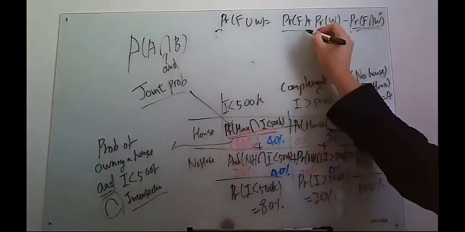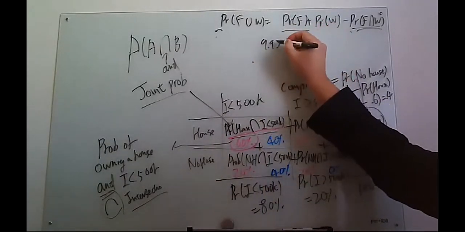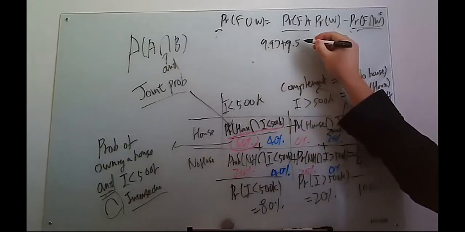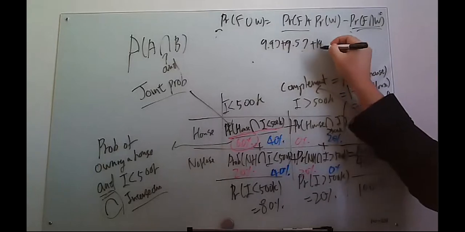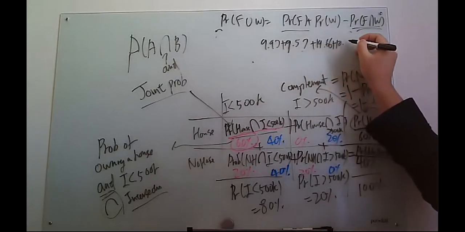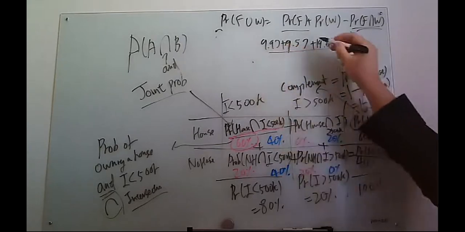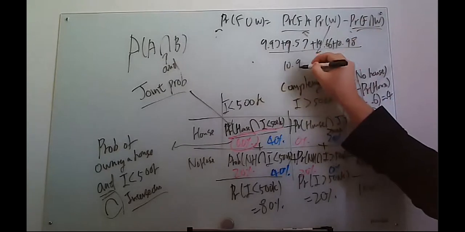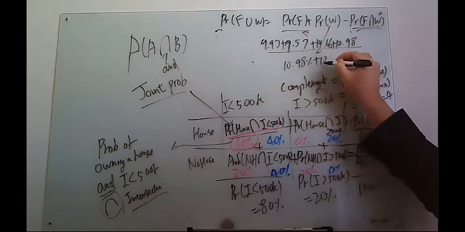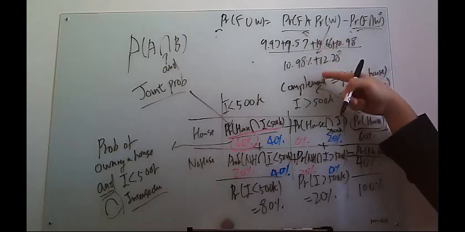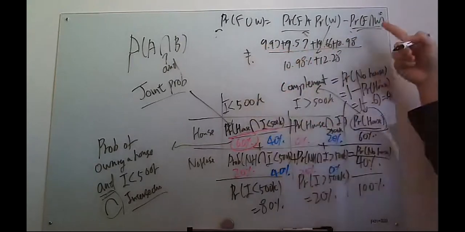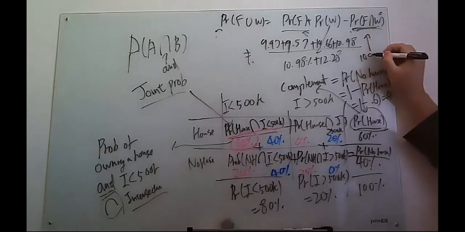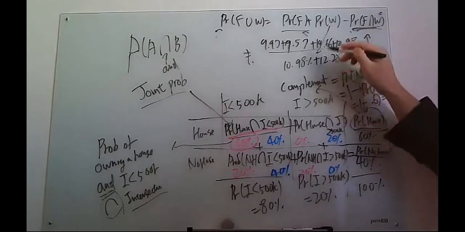In this example, the probability of female is what? 9.97 plus 9.57 plus 19.66 plus 10.98. So that is the probability of female, right? How about the probability of West? That is 10.98% plus 12.28. But if we add them up, it doesn't match. It's not equal. So you have to subtract that. This was actually 10.98%. So you're subtracting the summation of that.